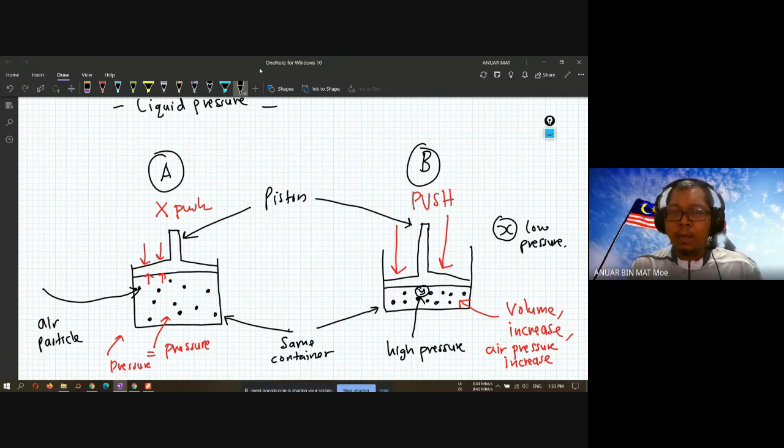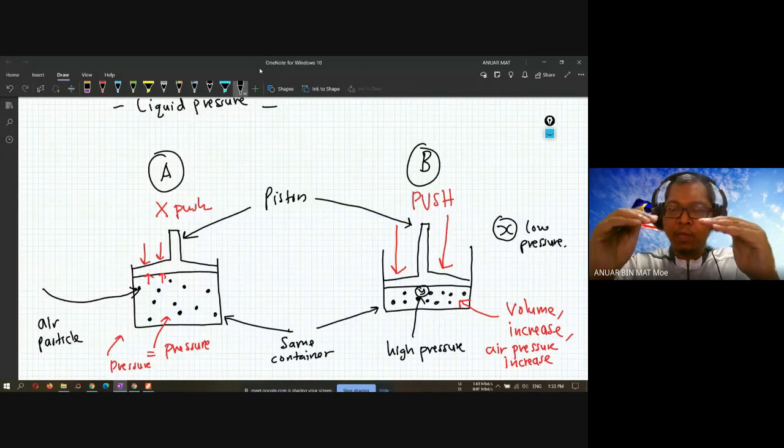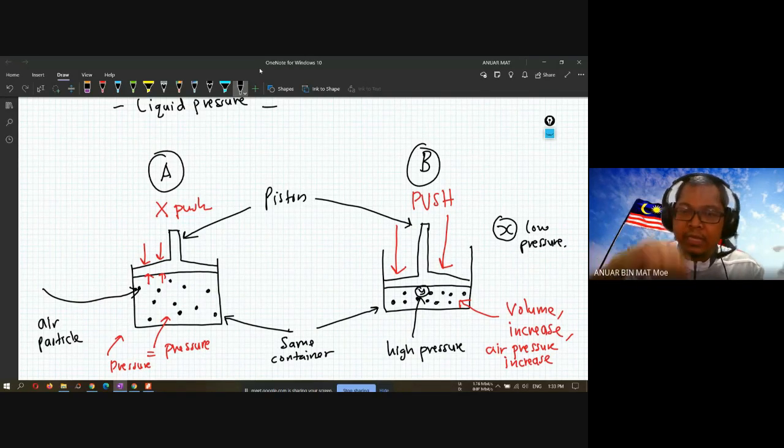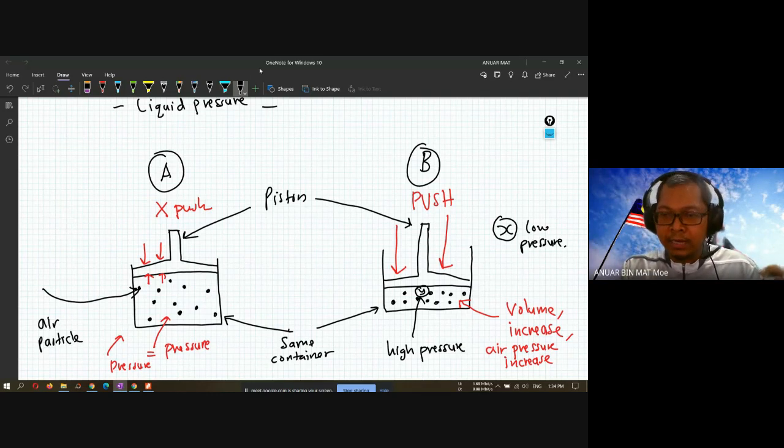Okay. What happens if I stop pushing the piston? What happens to the piston? What do you think? Slowly flow out, yes, very good. If you stop pushing, the piston will slowly go up because the air wants to equalize the pressure inside the container and outside the container.